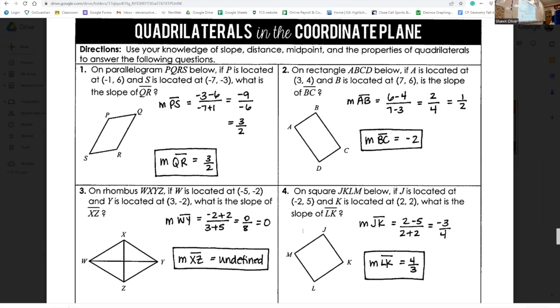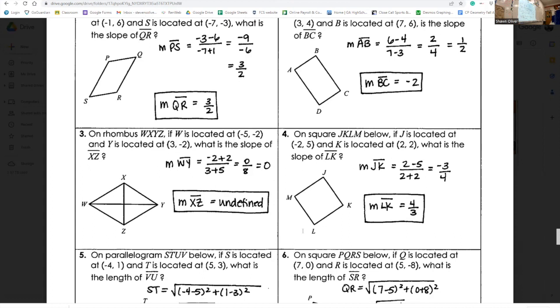Wait, on the first one, if it gives us P and S, how do we find this? Like, why is that the slope of QR? What do we know about parallelograms? Opposite sides are parallel, so the slopes are the same. If it asked for the others, well, we couldn't have, because it's a parallelogram. But if this was a rectangle, we could have found the other two. But with a parallelogram, all we can go off is those two. We couldn't find the other ones.